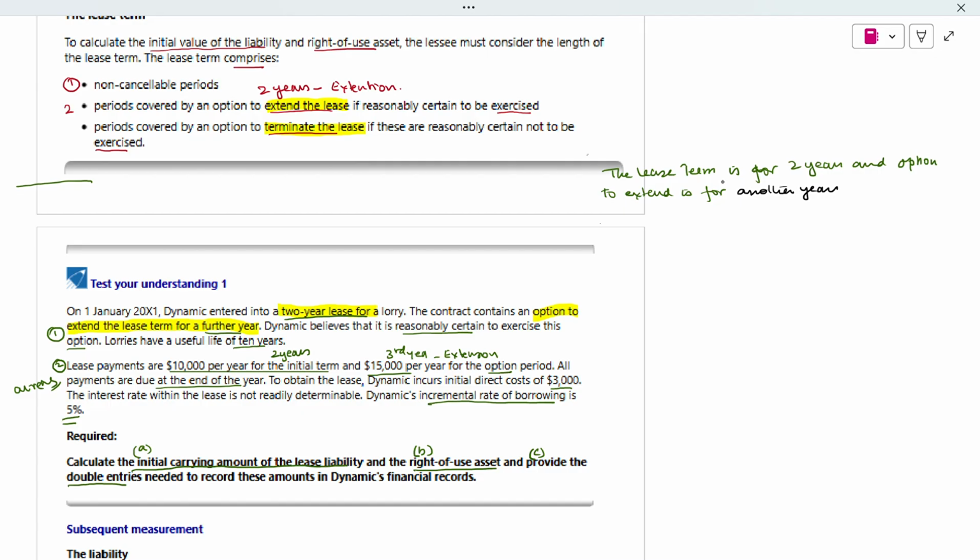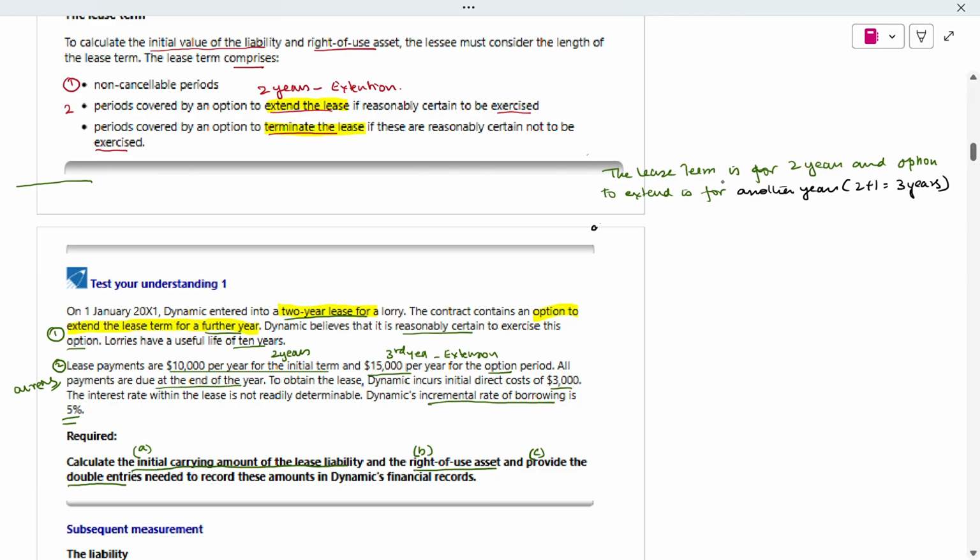Okay, means what will happen? It will be 2 plus 1. It will be how many years? 3 years. First 2 years, how much is the lease payment? 10,000. First 2 years, it is 10,000. Then third year, it will be how much? It will be 15,000. Keep calculator ready.